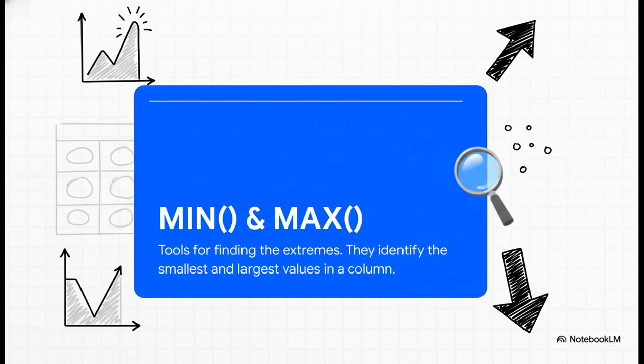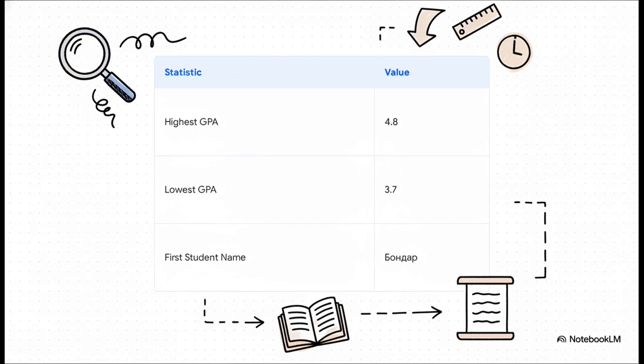Okay, rounding out our basic toolkit, we have MIN and MAX. These are for finding the extremes, the absolute highest and lowest points in your data. And what's really cool about these is they don't just work on numbers. They work on text and dates too. So we can easily find the highest GPA, 4.8, and the lowest, 3.7. But check this out. If we use min on the last name column, it finds the first name alphabetically, Bondar. That kind of flexibility makes these functions incredibly powerful.